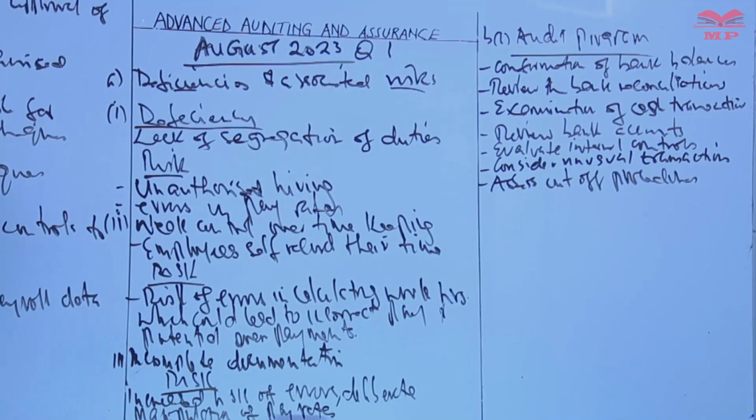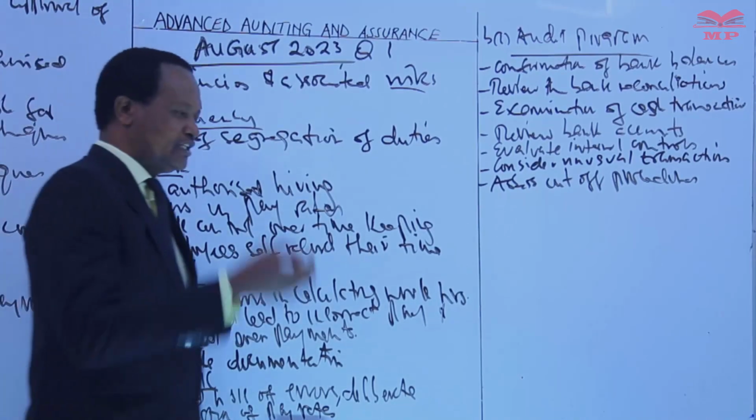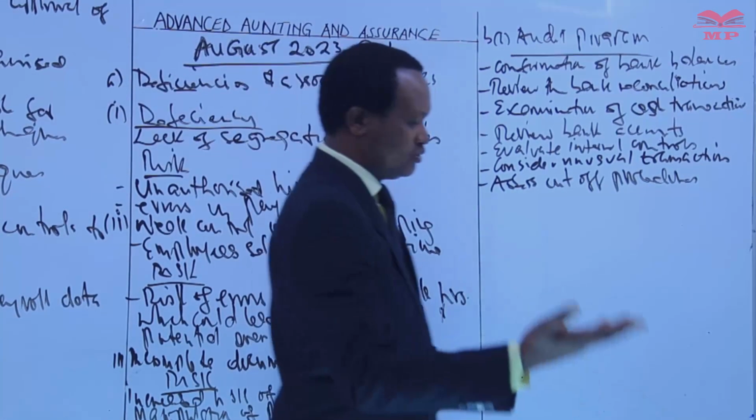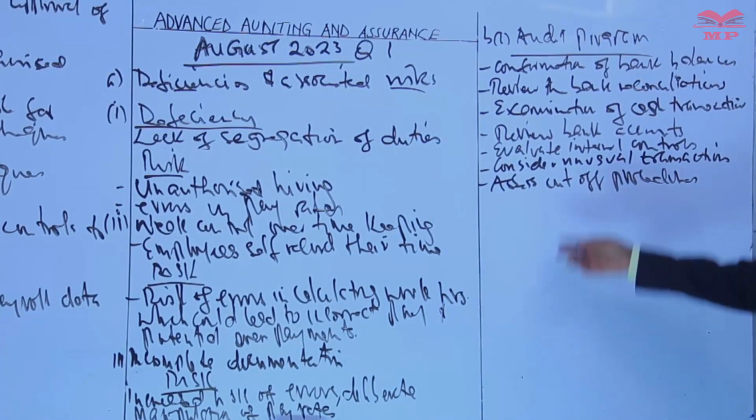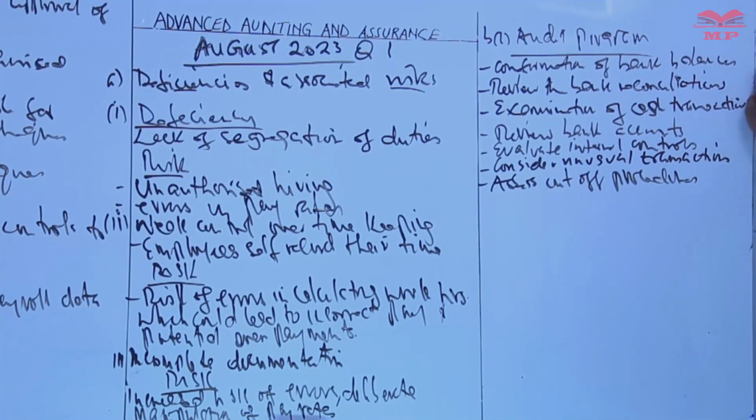So if you are carrying out procedures, anything related to bank, then don't forget confirmation with the bank. Don't forget bank reconciliation, because these are controls. Now that is Roman 1.